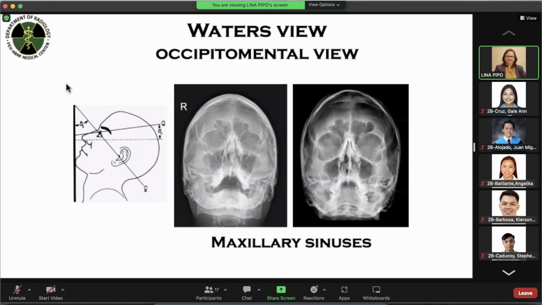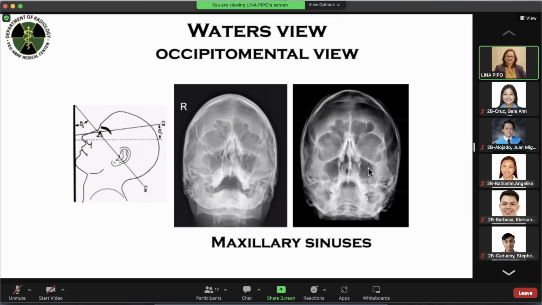So this is the back grid, and from here our tube, or our X-ray, will pass from behind the head, perpendicular to the Bucky grid or the plate. As you can see, you can better see the maxillary sinuses in here, but you will also see the frontal. But this Waters view is for your maxillary sinuses.